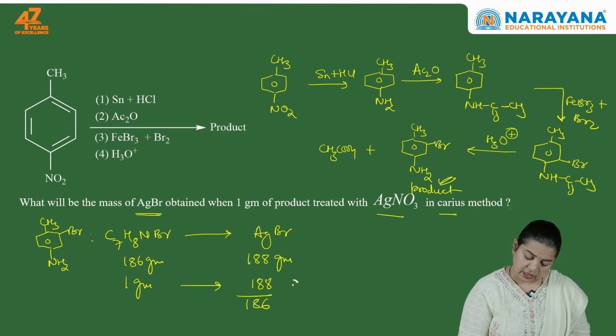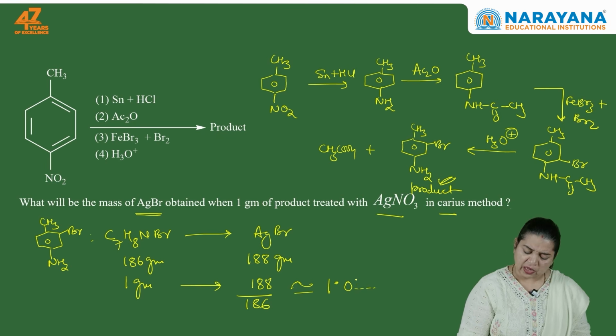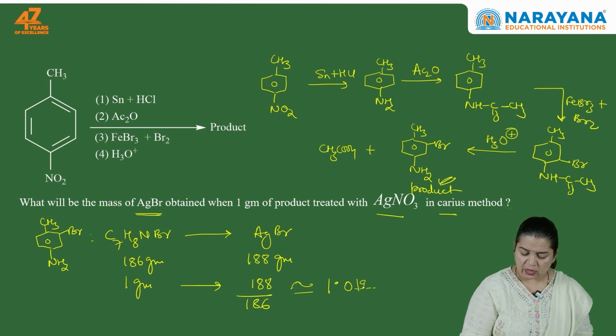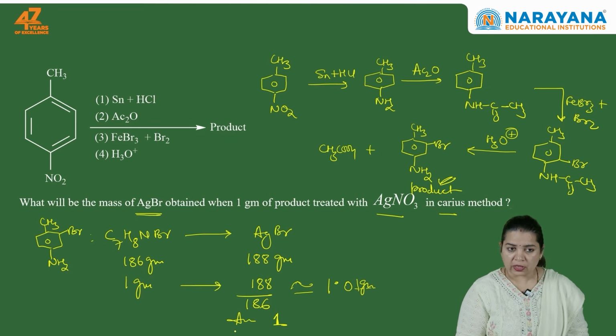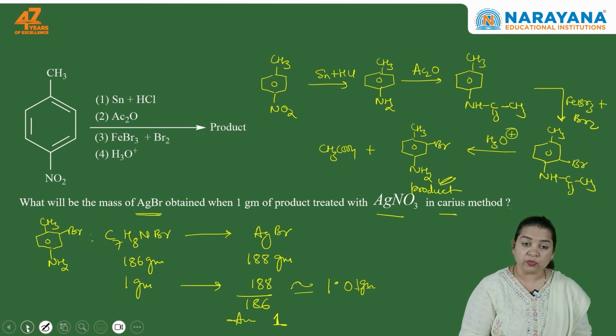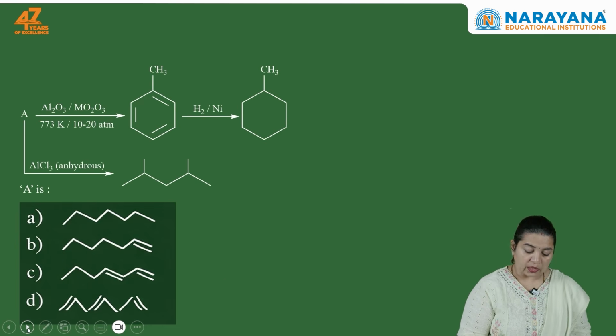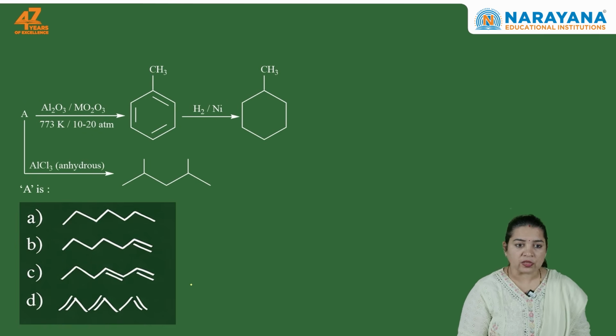So I consider this will be very, very close to 1. 1.0 something will come. If you use a calculator, maybe 1.01 or some grams, but we have to give an integer. So the answer should be marked as 1 for this particular question. I hope this is clear. All the reactions involved we have done. You can pause and check out all the reactions involved.